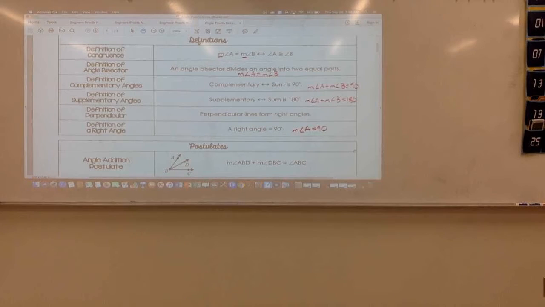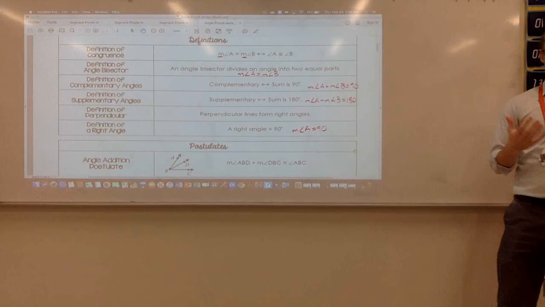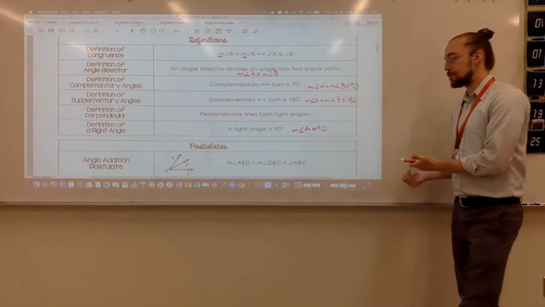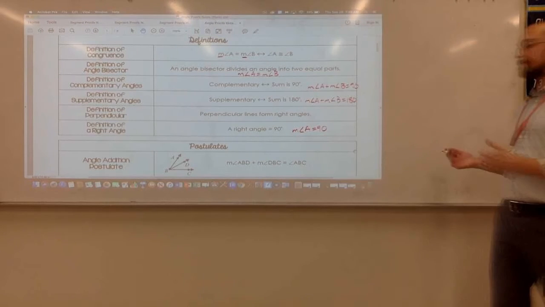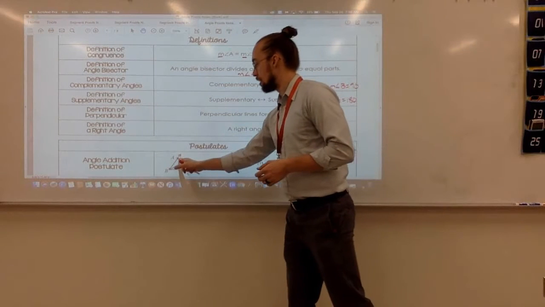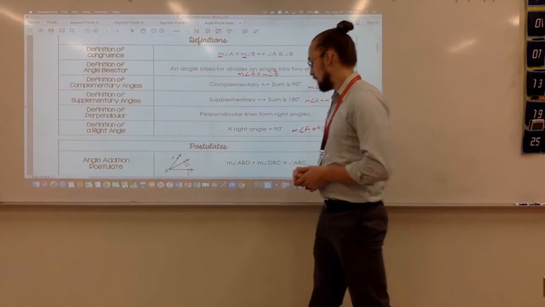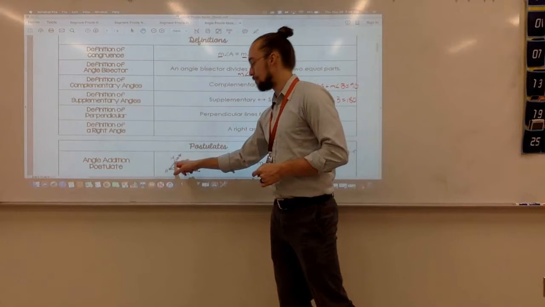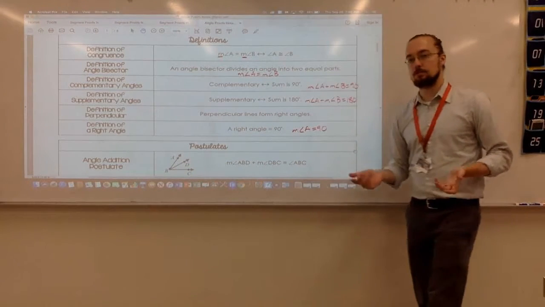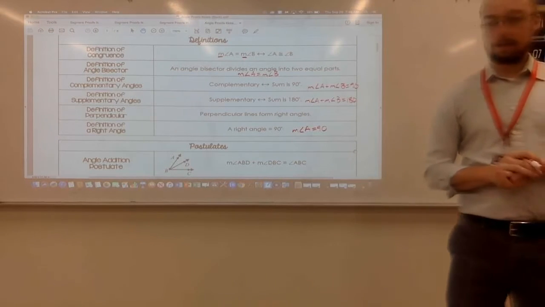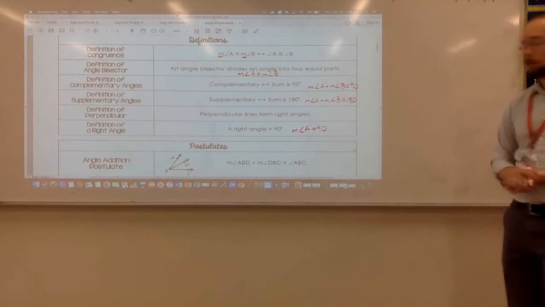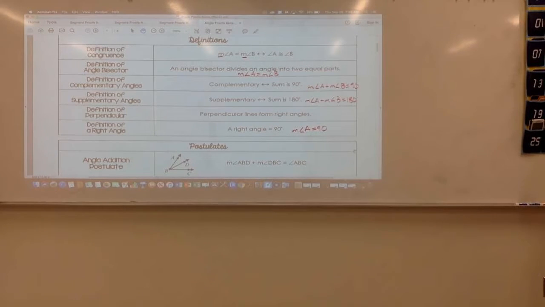We talked about the segment addition postulate, right? Adding 2 pieces of a segment would equal the whole. We're going to use that same idea for angles as well here. Okay, so in this example, I can say that the measure of angle ABD plus the measure of angle DBC equals the measure of the whole thing, ABC. Okay, same idea as what we did for segments. Okay. Then on the bottom, we have some theorems.